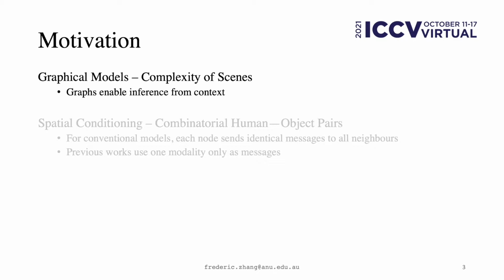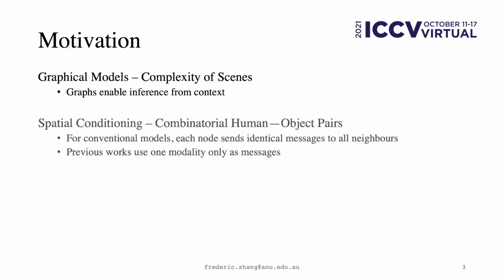We adopted a graphical model for its capacity to infer from context, and proposed to apply spatial conditioning to the graph. Now, for conventional models, each node sends identical messages to all its neighbors, and previous works only use one modality in the messages, usually the appearance. But we propose to condition the appearance messages on the relative spatial information between a pair of nodes, resulting in different messages tailored to the receiving nodes.